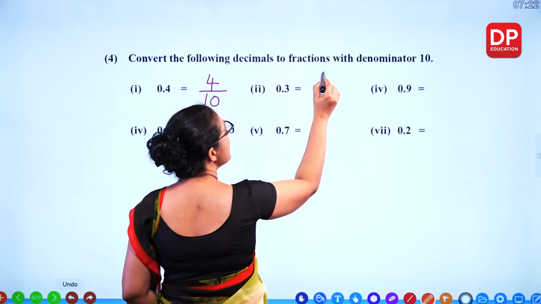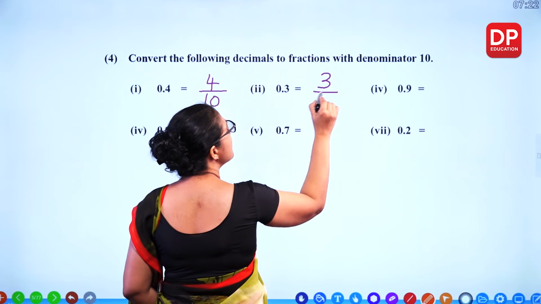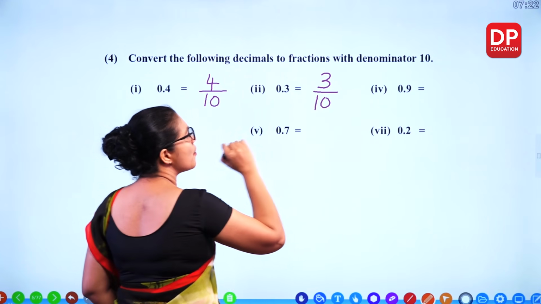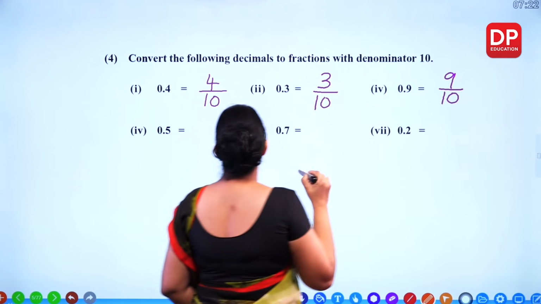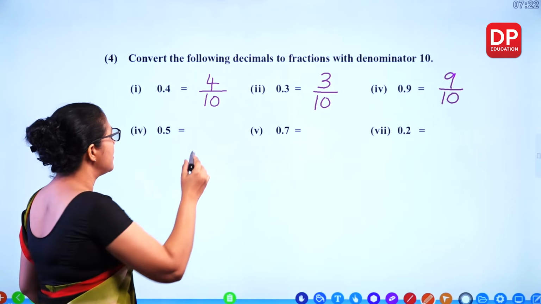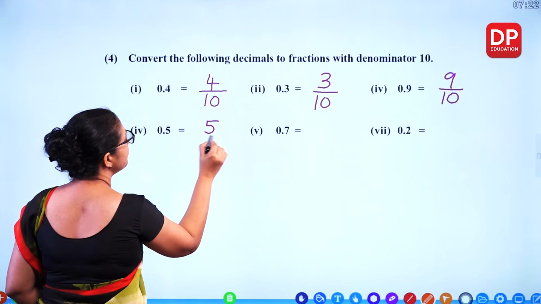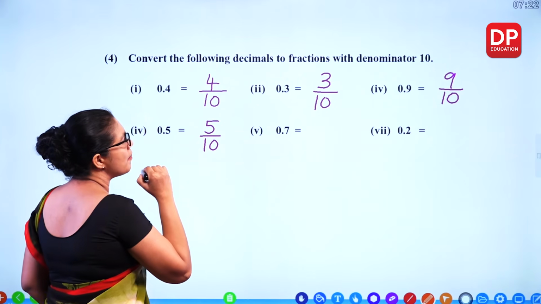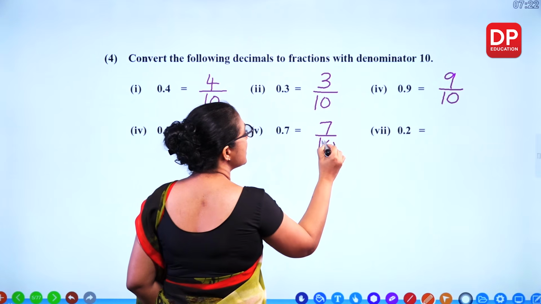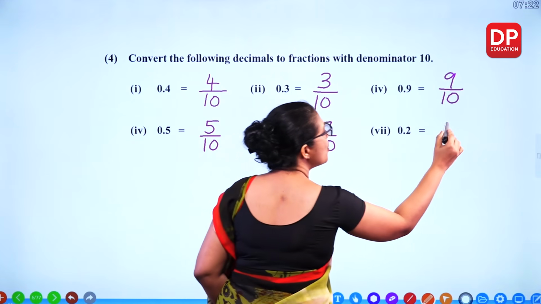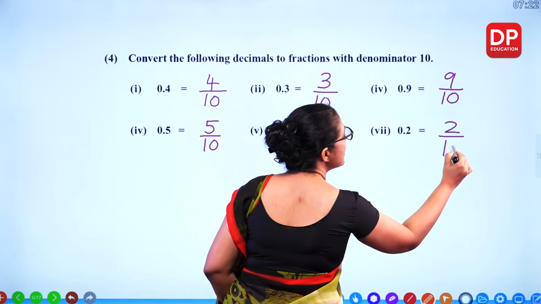0.3, how can I write with denominator 10? 3 over 10. 0.9, 9 over 10. 0.5, that's 5 over 10. 0.7 is 7 over 10. And 0.2, we can write 2 over 10.